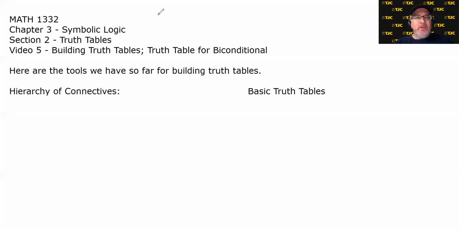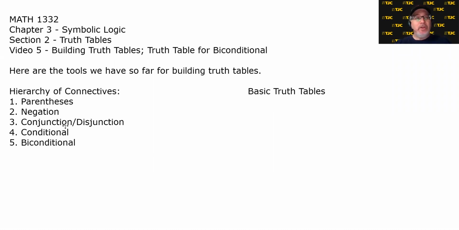All right, so here are the tools that we have so far for building truth tables. We have our hierarchy of connectives, which is not going away. First, parentheses; second, negation; third, conjunction and disjunction; fourth, conditional; and fifth, biconditional. And we also have four basic truth tables at our disposal.